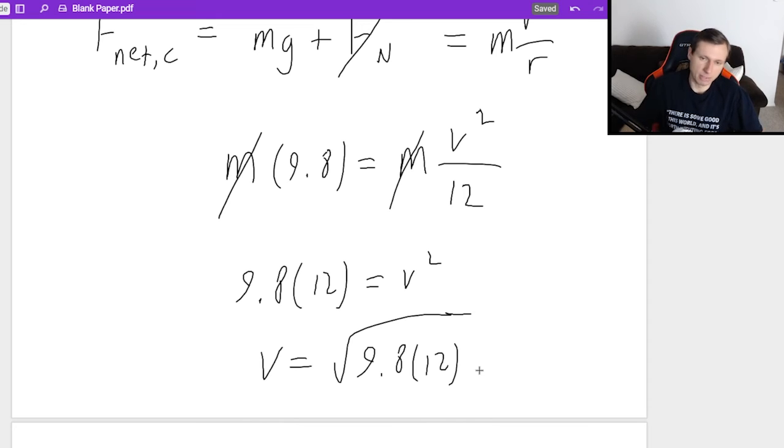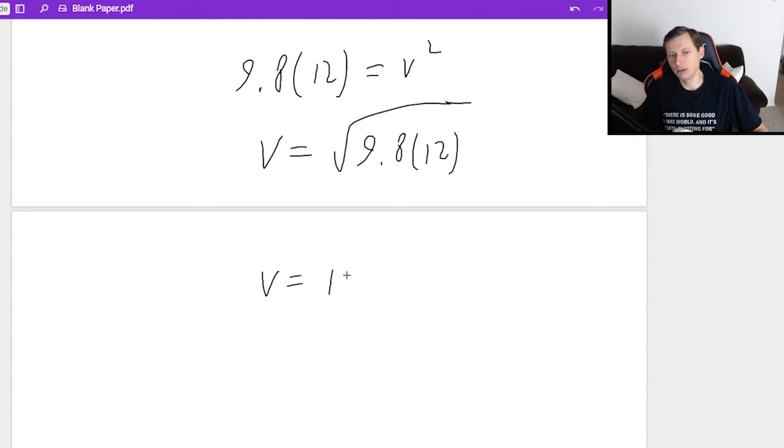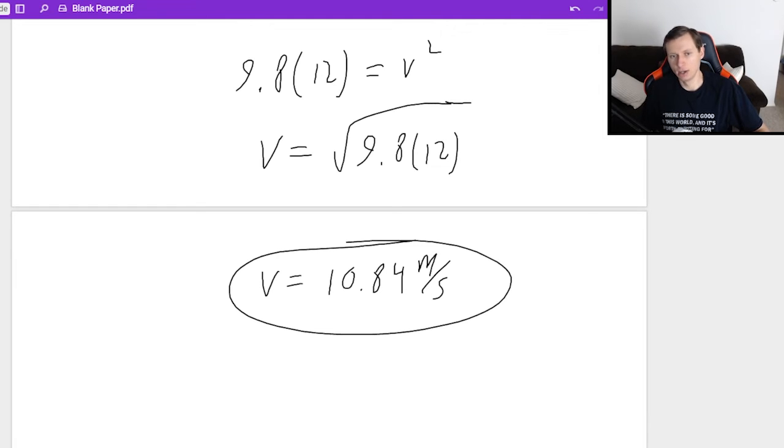So I'll plug this in my calculator, and we'll see what we get. I got a final speed of 10.84 meters per second, which doesn't sound that fast for a roller coaster.